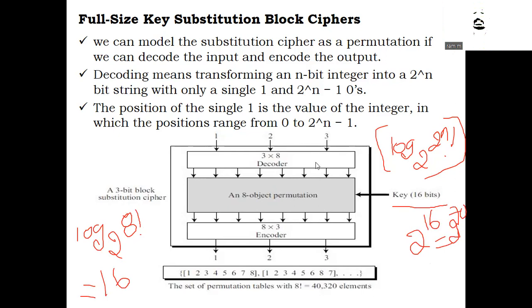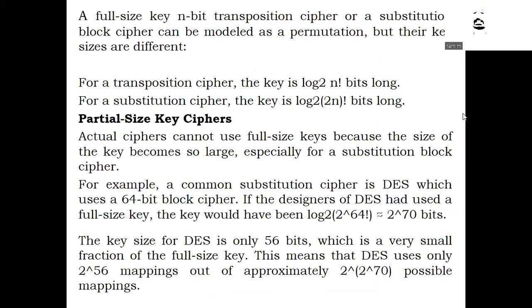So if we consider a full size key, a bit transformation cipher or a substitution cipher block cipher can be modeled as a permutation, but their key sizes are different. For a transformation cipher, the key size is log base 2 n factorial bits. For a substitution cipher, the key size is log base 2 of 2 power n factorial bits.